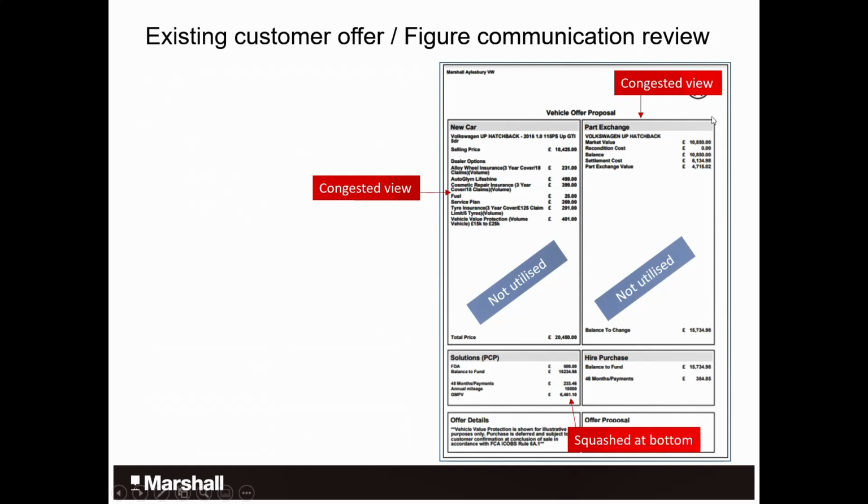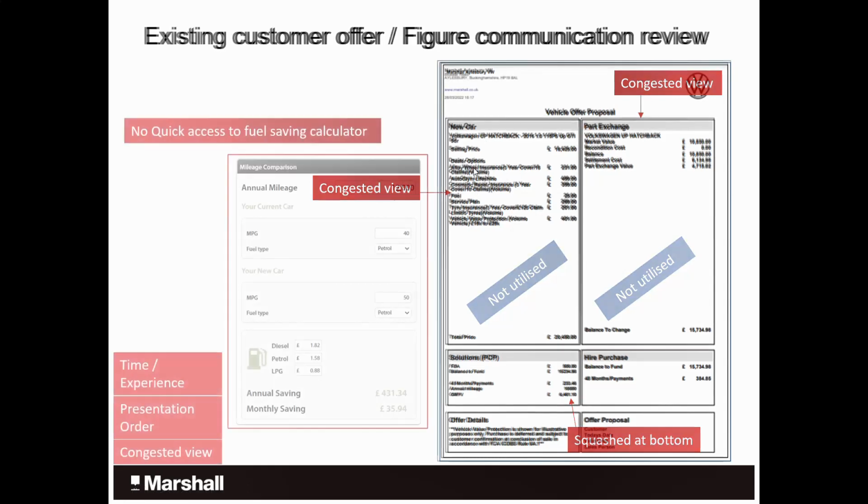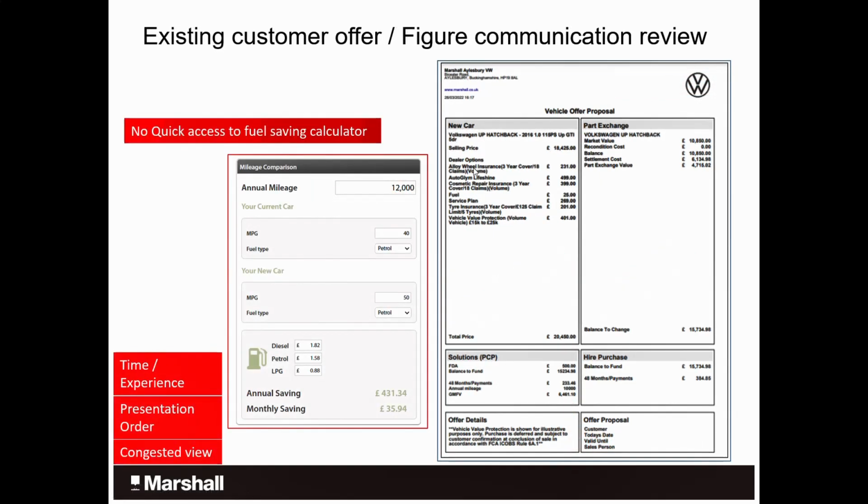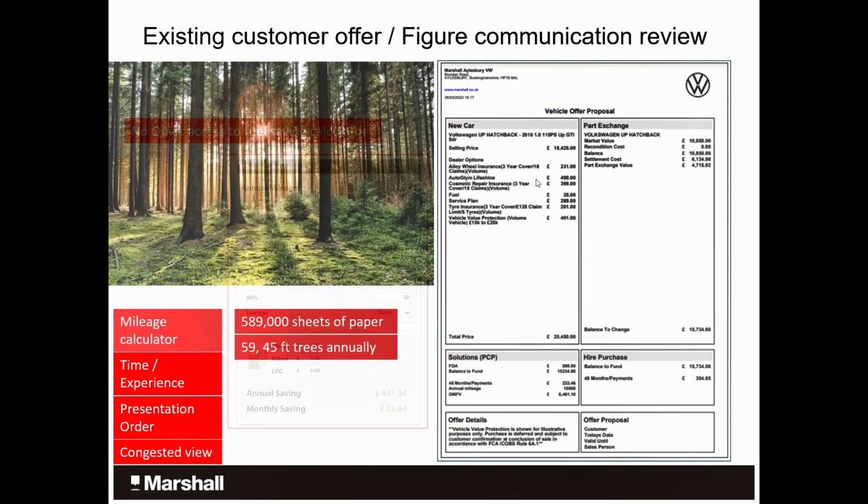There's a lot of unutilized space on this document, which kind of gives quite a congested view. Also, I think the fact that if you're going to be using a paper version, you're not going to have, by default, use of quick access tools on a computer because you're presenting with paper. So there are things like fuel consumption calculators and add-on presentations that are built in to the new digital offer, which of course you can utilize at the same time.